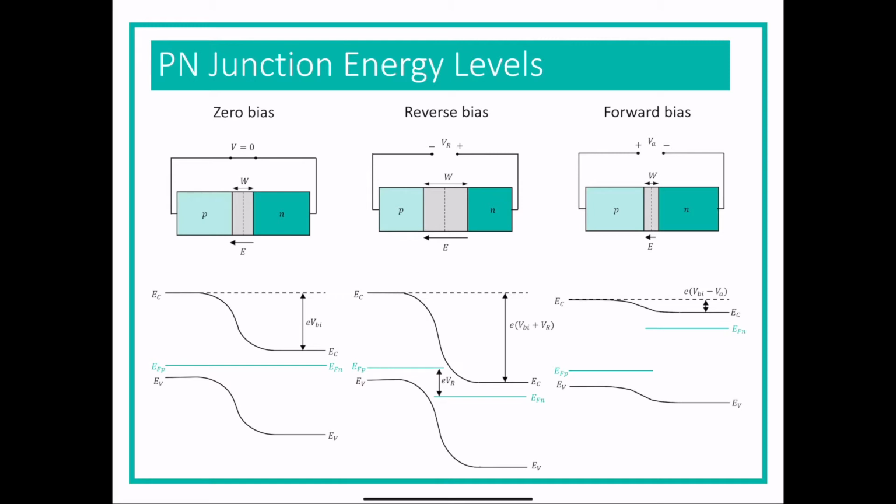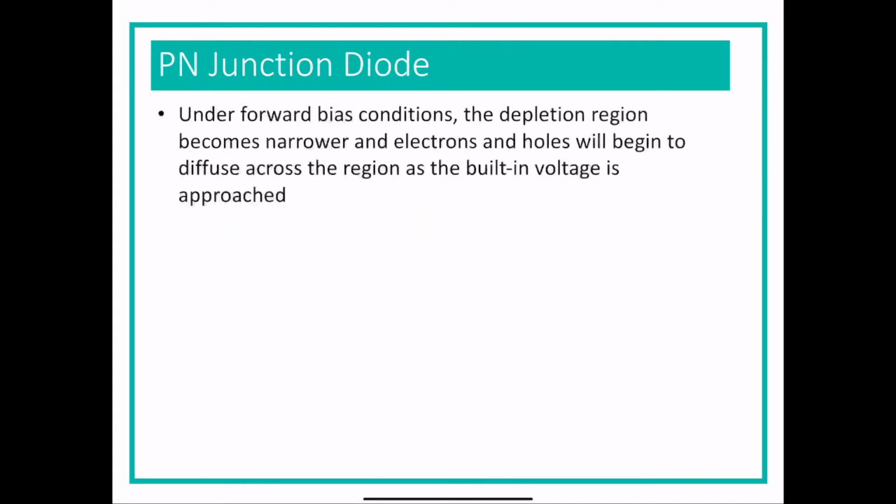So what ends up happening is that when we add a voltage, which reduces the depletion region, then we begin to get electron flow in the conduction band, and we get hole flow in the valence band. So we're just going to look closer at kind of what goes on there and what's going to happen. So, first of all, under forward bias conditions, the depletion region will become narrower and electrons and holes will diffuse across the region as the built-in voltage is approached.